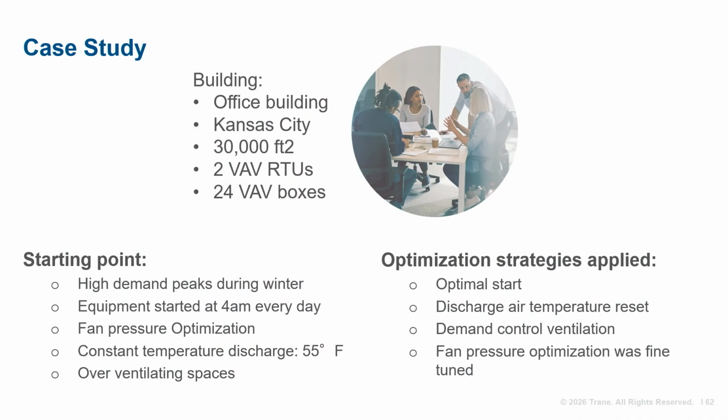The equipment started every day at 4 a.m. to have the building ready by the time occupants would arrive. Fan pressure optimization had been programmed originally. The VAV systems had a constant discharge temperature of 55 degrees, and spaces were overventilated. The optimization strategies that we've been describing were implemented in their system controller. Let's look at the results after these optimization strategies were applied.